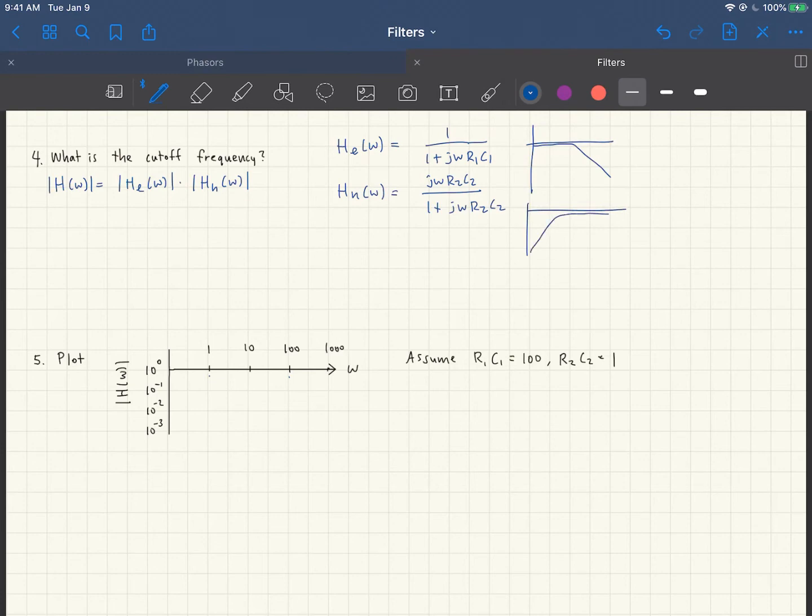So now we want to pick the cutoffs where the low pass has a higher cutoff and the high pass has a lower cutoff. And what this means is we want the low pass to be close to 1 when the high pass is 1 over square root of 2. Or we want the low pass to be 1 over square root of 2 when the high pass is close to 1.